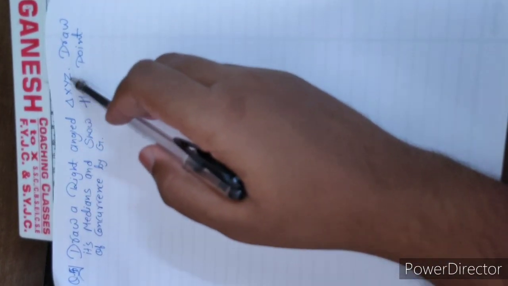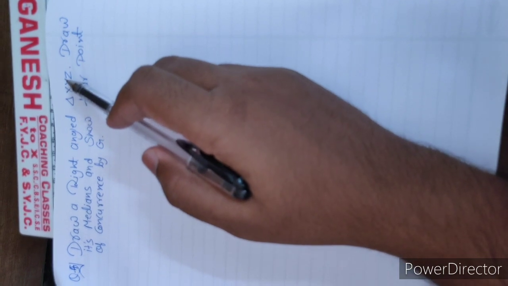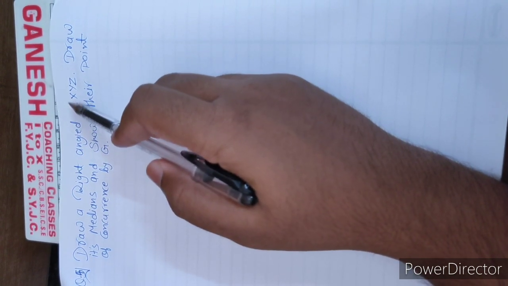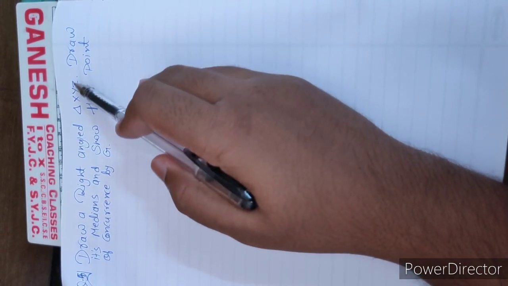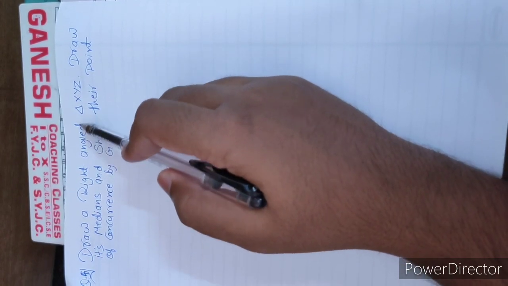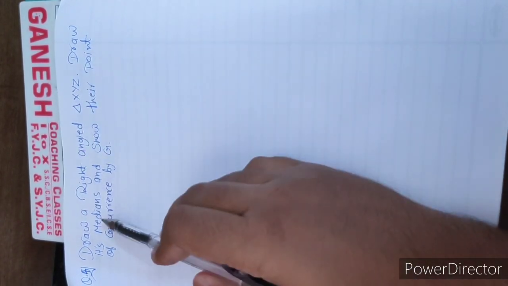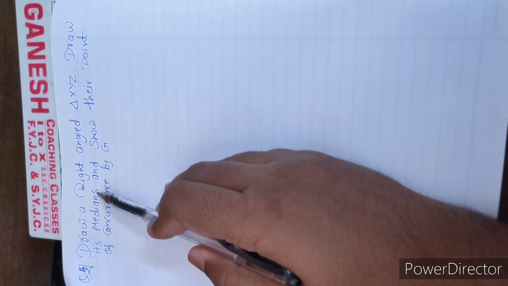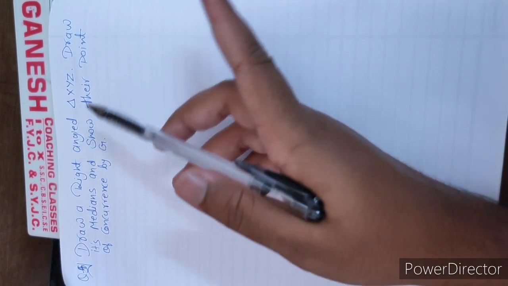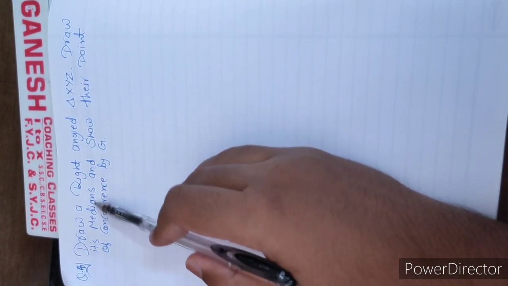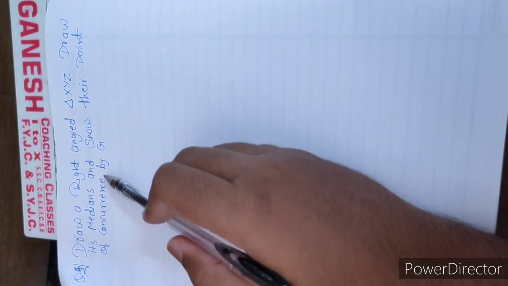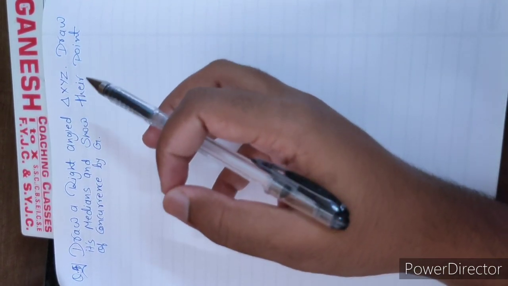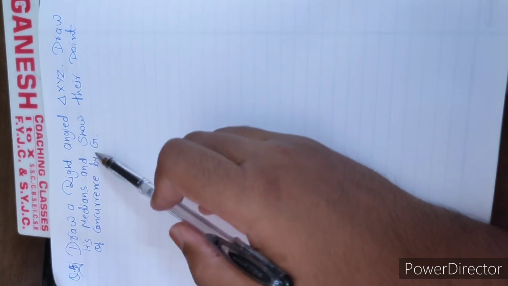Draw a right angle triangle XYZ. It is the first time in this chapter we are drawing a right angle triangle; otherwise we were drawing an acute angle triangle or an obtuse angle triangle. Here we have to draw right angle triangle XYZ and draw its medians. A median is a line which divides a side into two equal parts. So we have to draw three medians, and the point of intersection of these three medians we have to show by G.